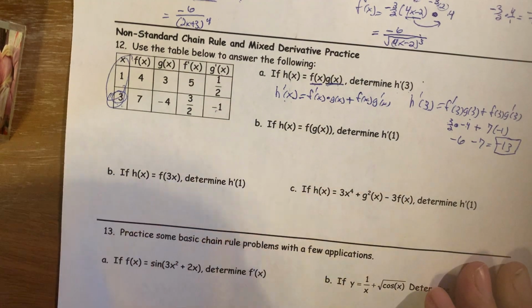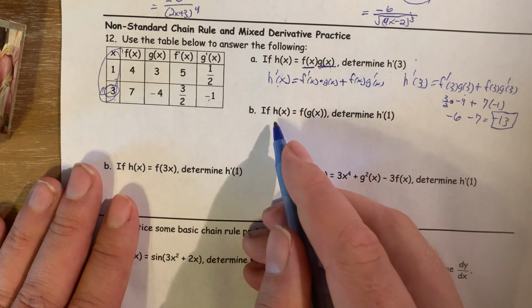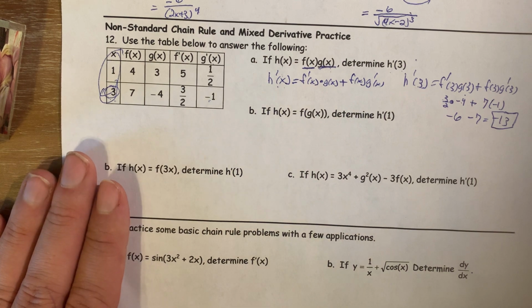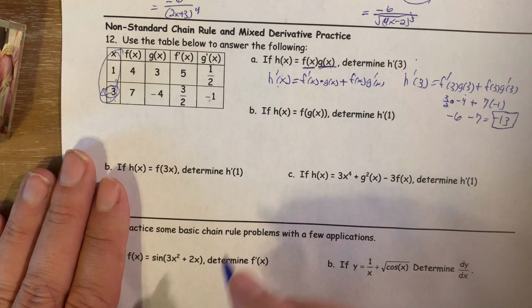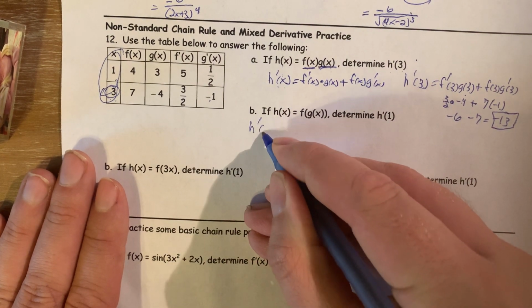So that's h prime of 3. Okay, how about this next one? H of x equals f of g of x. Determine h prime of 1. First, what is the formula for h prime of x?